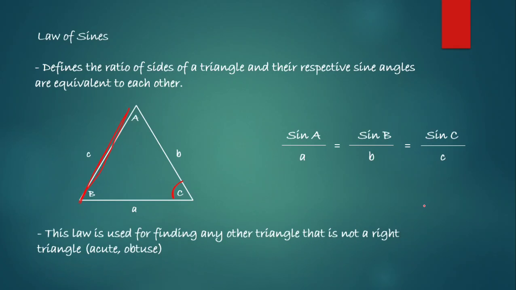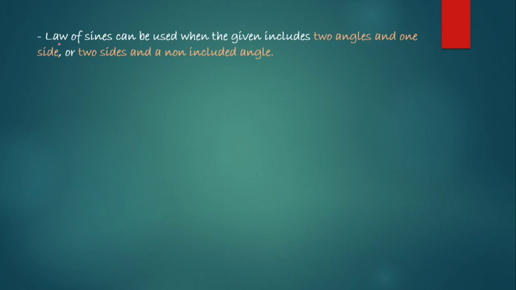Law of sines can be used for finding any triangle that is not a right triangle, which are acute and obtuse triangles, as right triangles typically use the Pythagorean theorem. Law of sines can be used when the given includes two angles and one side, or two sides and a non-included angle. What is a non-included angle?